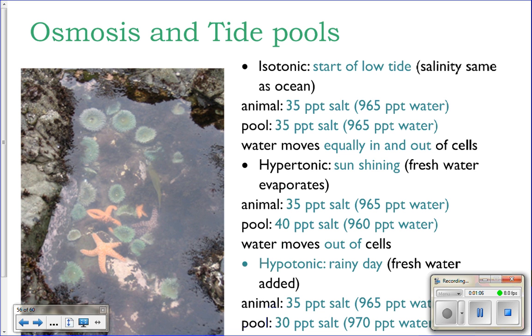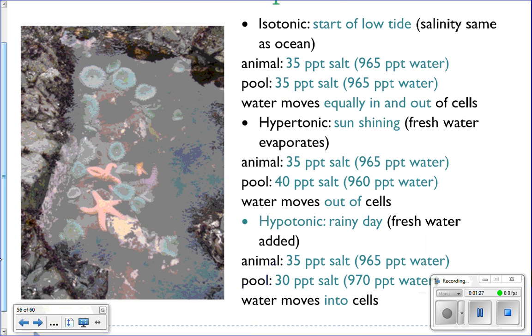So if the tide goes out and it's a very sunny day, some of that water that is trapped in the tide pools can be evaporated. So it can evaporate out and leave the salts behind. And when that happens, the water will become hypertonic to the animal, because some of the water will go away. So you can see that the animal still has 35 parts per thousand salts, but the pool is going to have 40 parts per thousand salts.